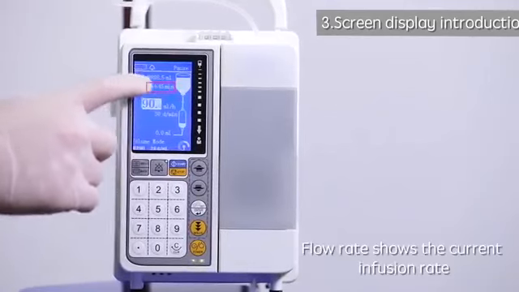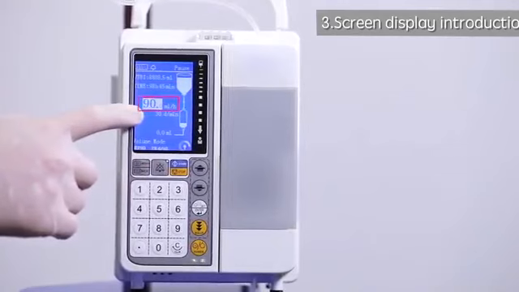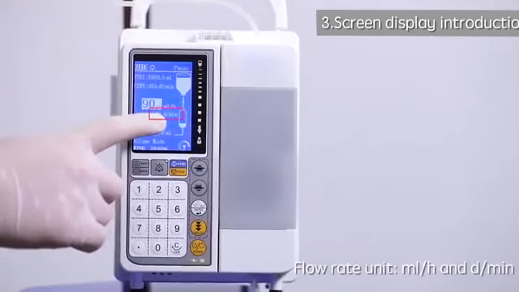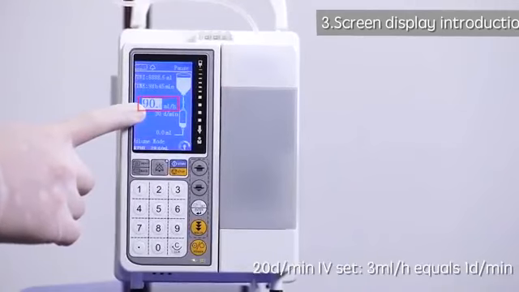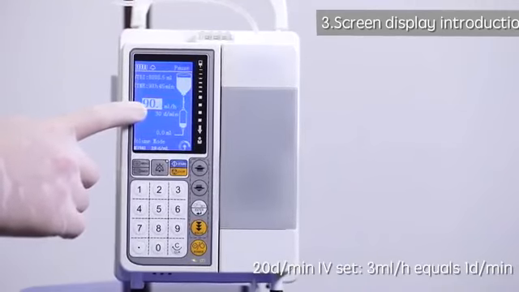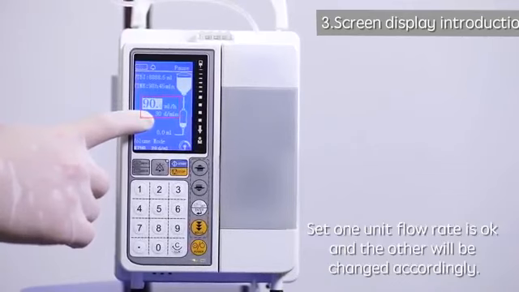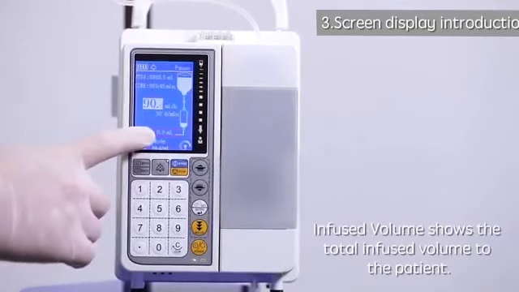Flow rate shows the current infusion rate. Flow rate unit: milliliters per hour and drops per minute. For a 20 drops per minute Ivysat, 3 milliliters per hour equals 1 drop per minute. Once 1 unit of flow rate is set, the other will be changed accordingly. Infused volume shows the total infused volume to the patient.